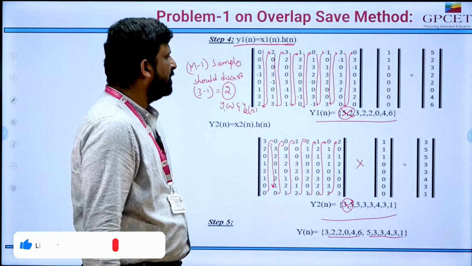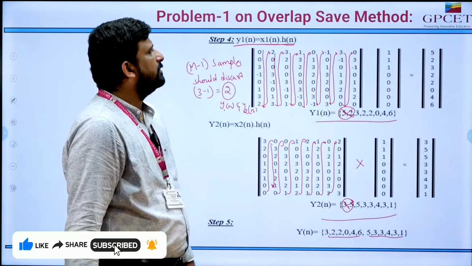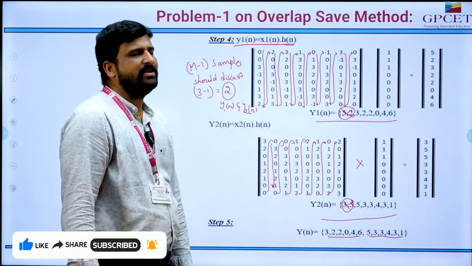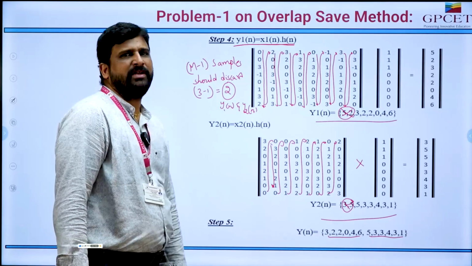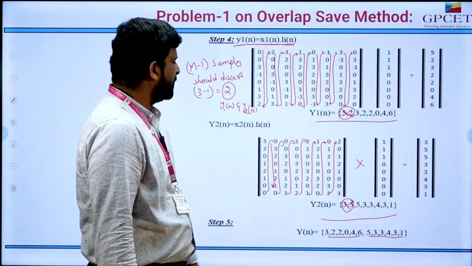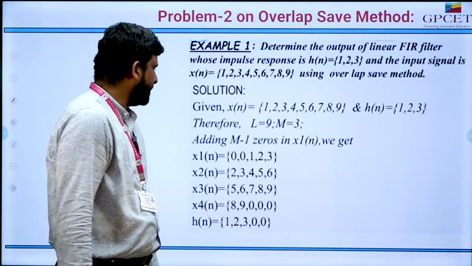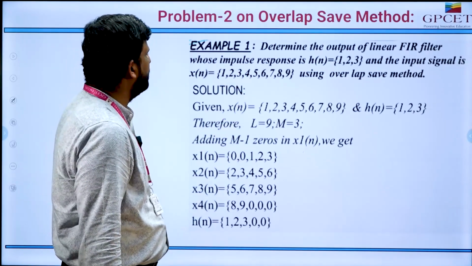So this is the overlap save method, how we are going to use it for a long data sequence. If x of n is a long data sequence, we subdivide that sequence and get the value of y of n. This is the overlap save method. Similarly, you can see another example also.